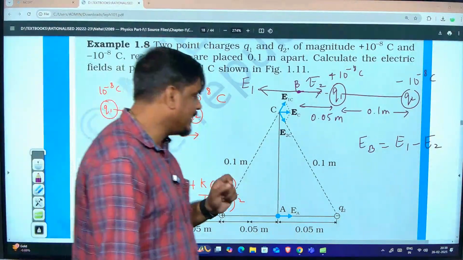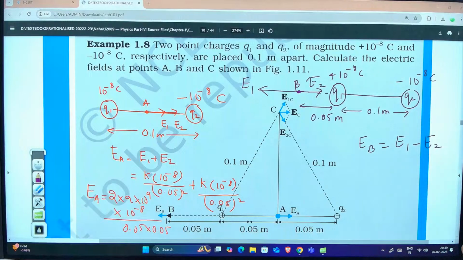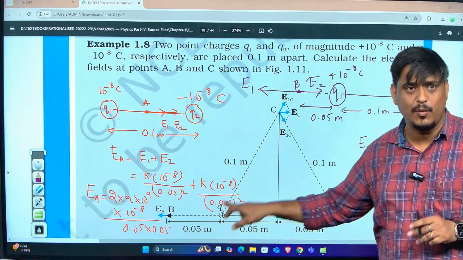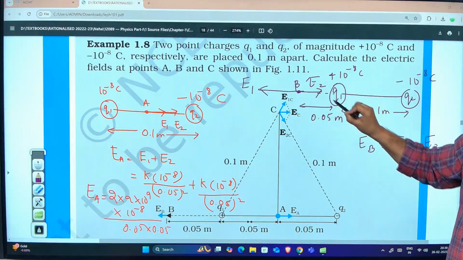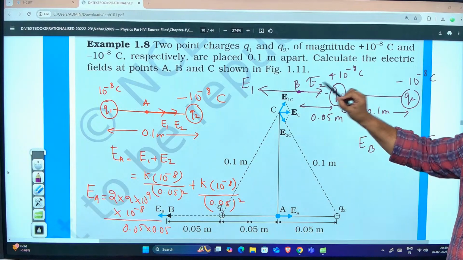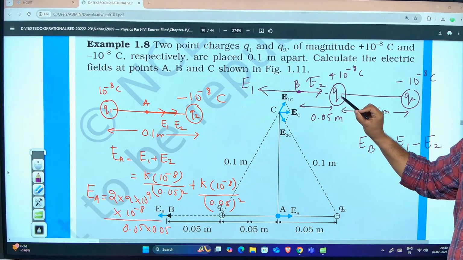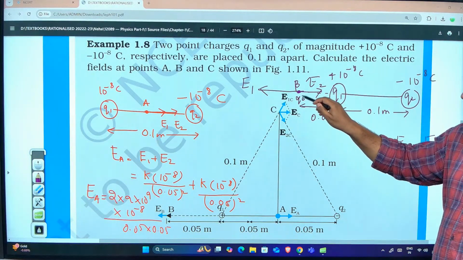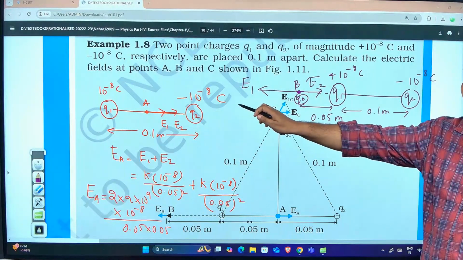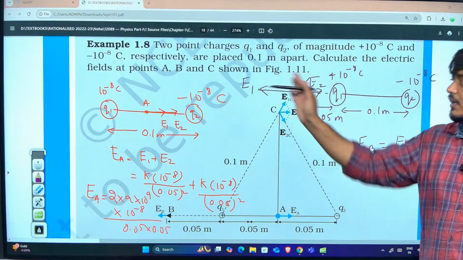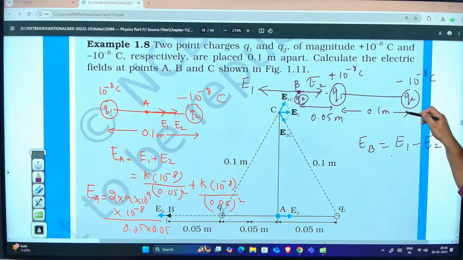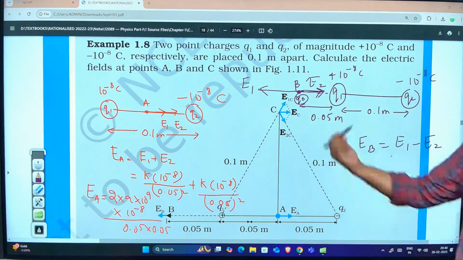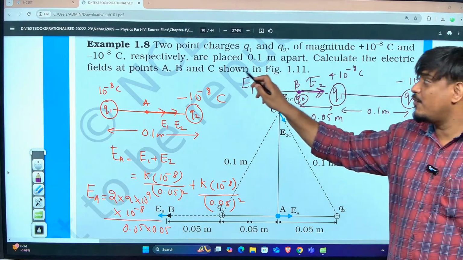Please pay attention. What I did, they asked us to find the electric field 0.05 meter away from the Q1 charge, this charge, right? So I first found the electric field at this point B due to the Q1 charge, which will be KQ1 by R square, and it will be repulsive, because if I keep a unit positive test charge Q naught here, this will repel it. Positive repels, so E1 will be away from this Q1. Q2 is the negative charge. It will attract the positive charge towards itself, so E2 will be in this direction.